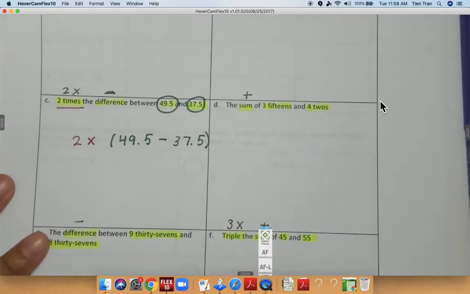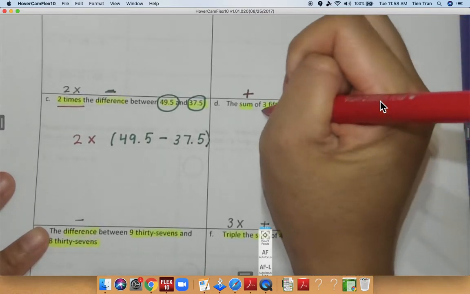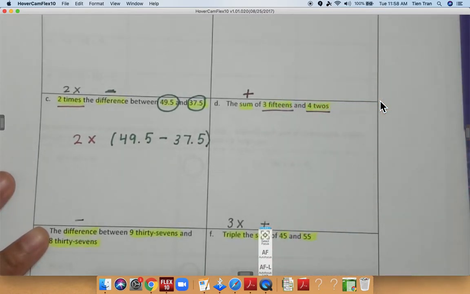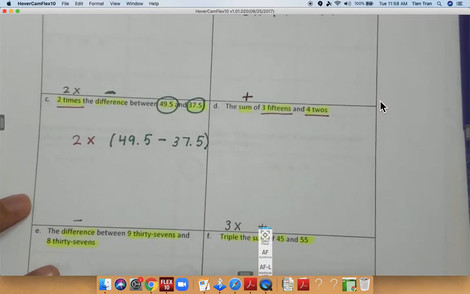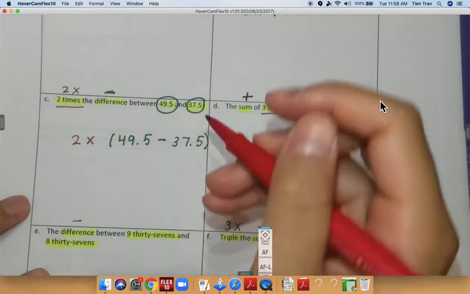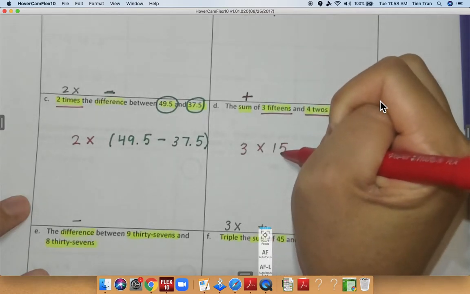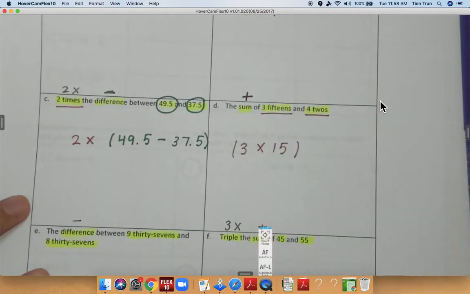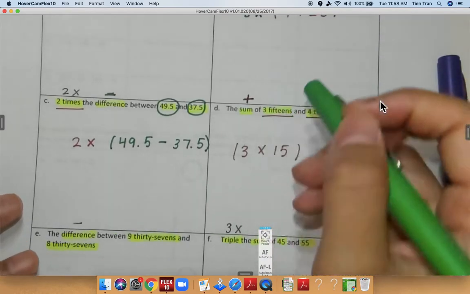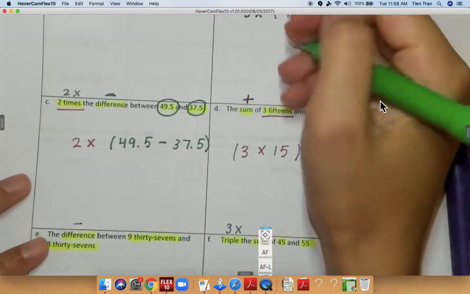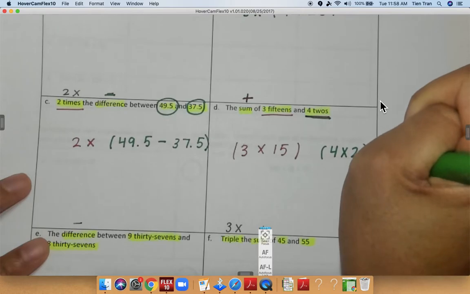Over here, I have the sum. Remember, sum means to add. They want you to add 3 fifteenths and 4 twos. So I am going to be adding 3 fifteenths. What does 3 fifteenths mean? It means that you are multiplying 3 times 15, and then they also want you to add 4 twos. So that means that I am adding 4 twos. Maybe I should have done that in this color. 4 twos. 4 times 2.